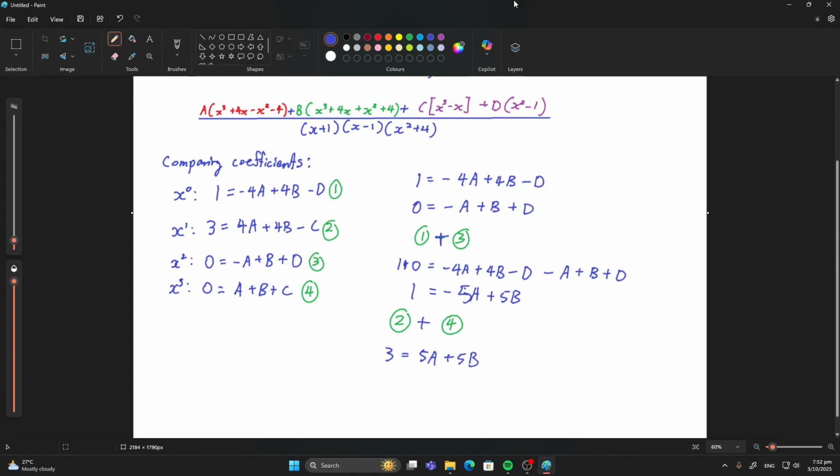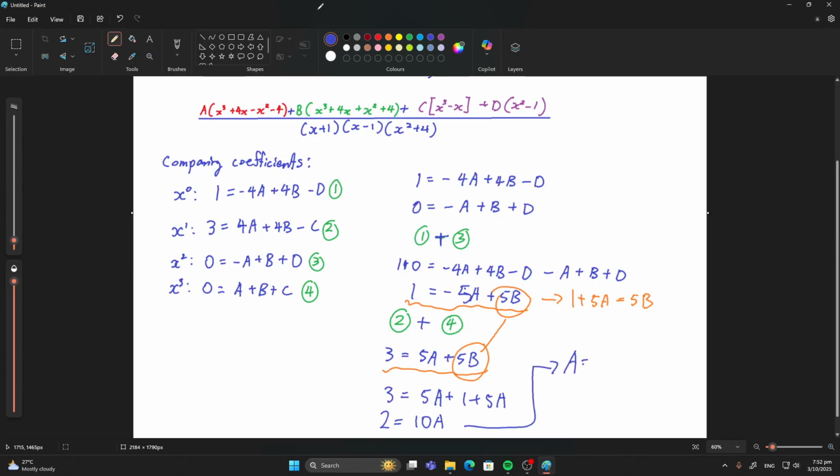And then from here, I can compare these two equations. And I notice that the 5b happens to be the common term. So I'm just going to rewrite this equation as 1 plus 5a equals to 5b. Sub it in, I get 3 equals to 5a plus 1 plus 5a. So rearrange, 2 equals to 10a. In this case, my a equals to 2 over 10, which is equals to 1 over 5.